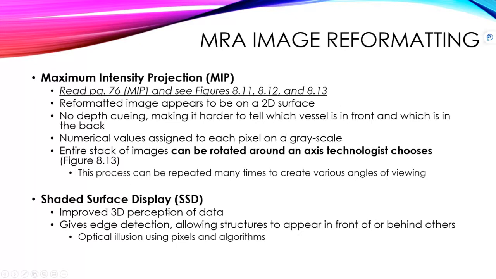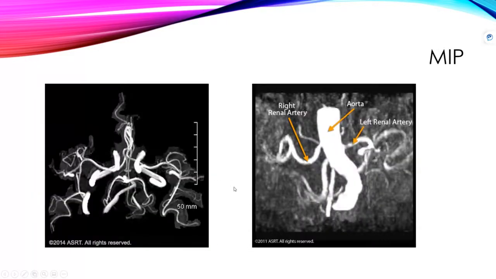In SSD, or shaded surface display, this is 3D imaging. It's going to actually give you edge detection. It's going to allow structures to appear either in front of or behind other structures. It's much more 3D based, and it gives you that optical illusion using pixels and algorithms. So it's not something that you actually do yourself. The system does it for you.